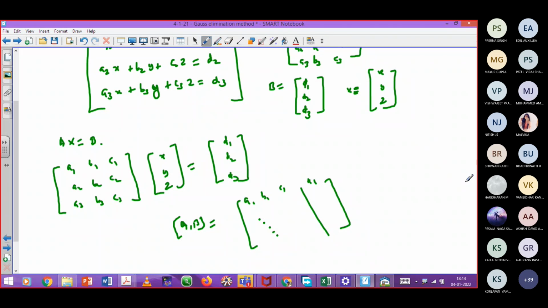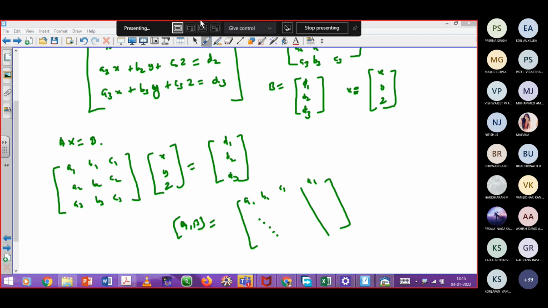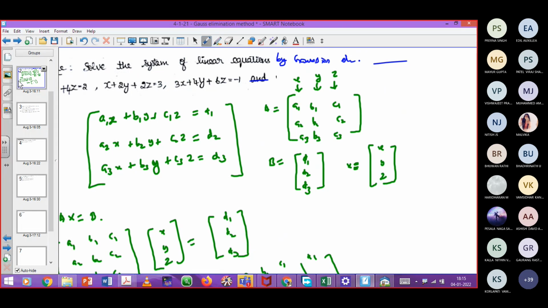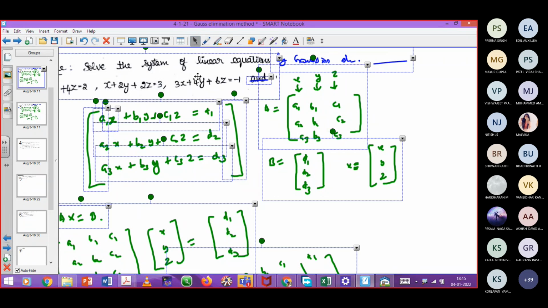So from this point of view, like in the Gauss elimination method, you are going to follow the pattern of writing the augmented matrix. That is your first step. Many of you would have already come across this method. Anyway, it's my duty to repeat the same concept here so that you can recall it clearly. Okay, fine. So here we are going to solve this problem.